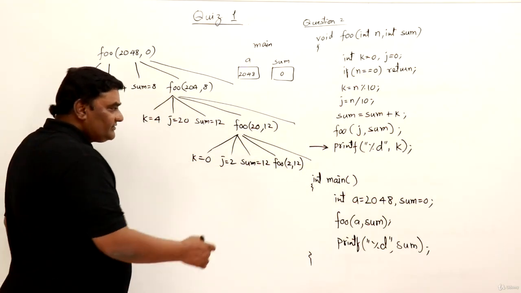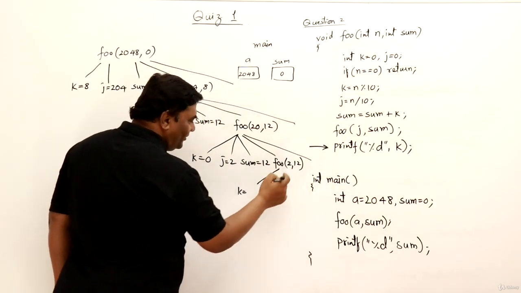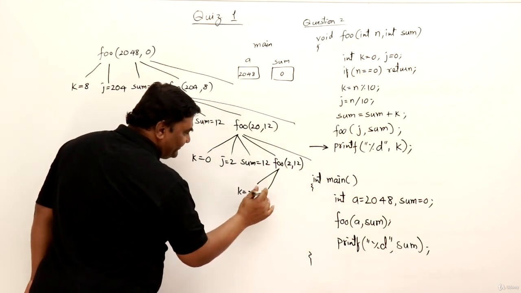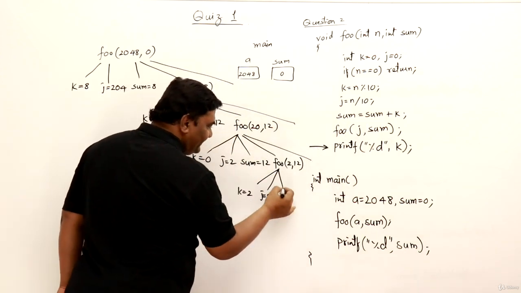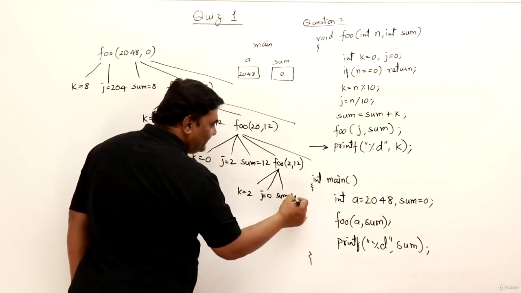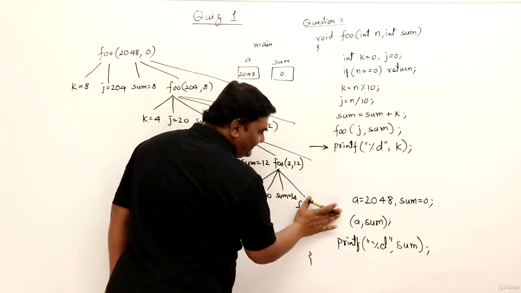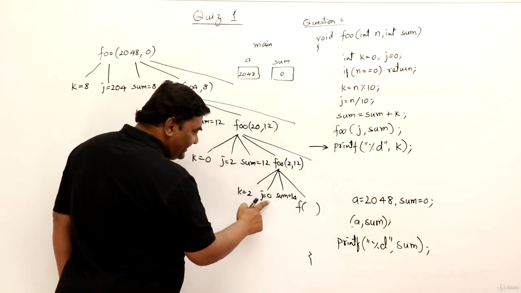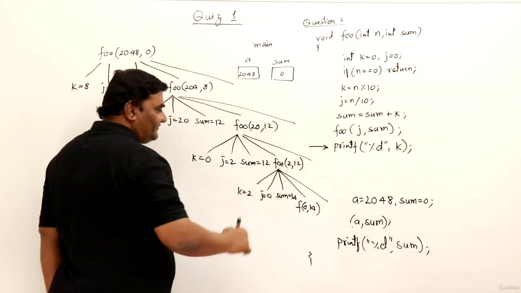Now one more call. Again those steps. K assign n mod 10. 2 mod 10 is how much? 2 only. J assign n divided by 10. 2 divided by 10. So j value will be how much? 0. Then sum assign sum plus k. Sum is right now 12. So in that 2 is added. So this becomes 14. Then foo, one more call. What is that? J and sum, 0 and 14. And also it has to print. This will be done afterwards.